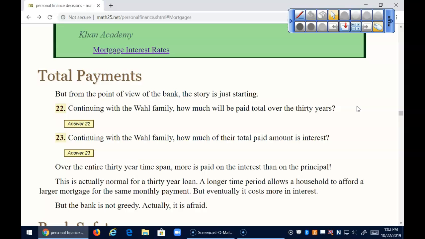Okay, from the point of view of the bank, the story is just starting. Mortgages are a big deal to homeowners, but mortgages are also a big deal for banks. So let's look at the bank side of the story. How much will the Wall family pay over 30 years?